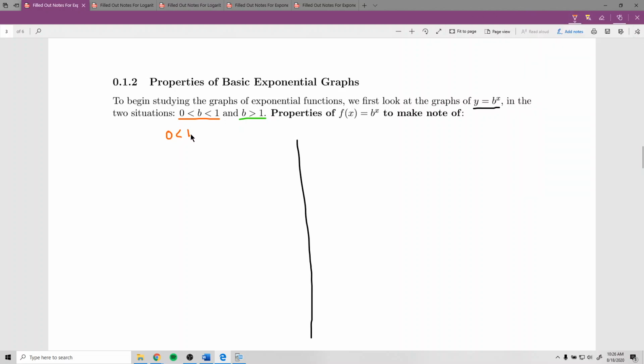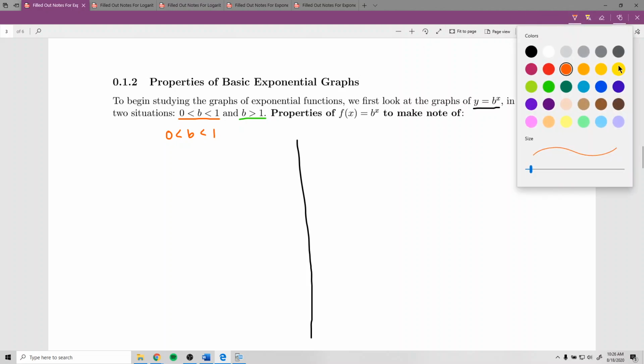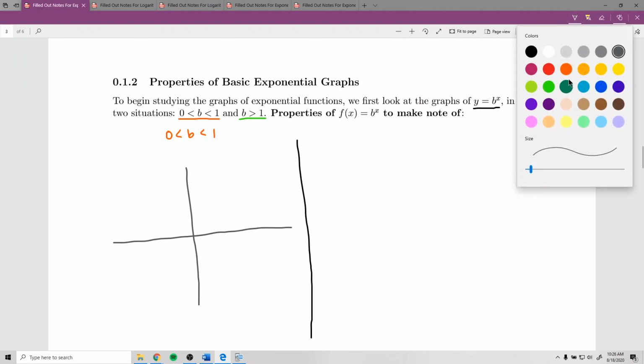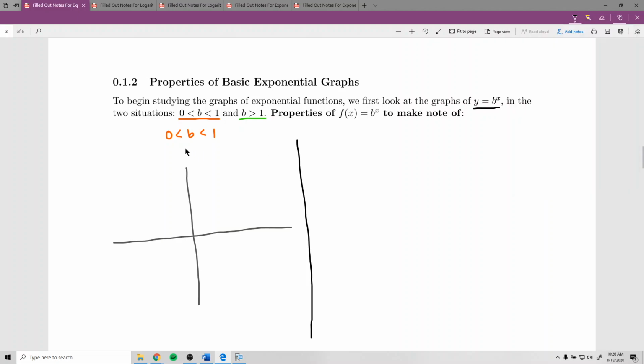So I'm going to do the one between 0 and 1 on the left first. If you think back to when we did the parabolas, we had two pictures as well, and there was a very subtle difference. This is the same way. Almost everything is going to be the same. Let me rewrite y equals b to the x just to really emphasize that's the graphs we're looking at.